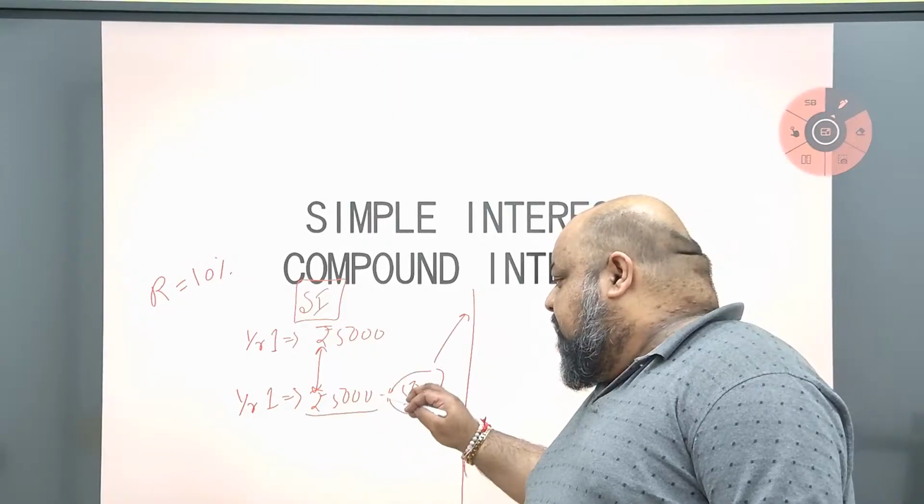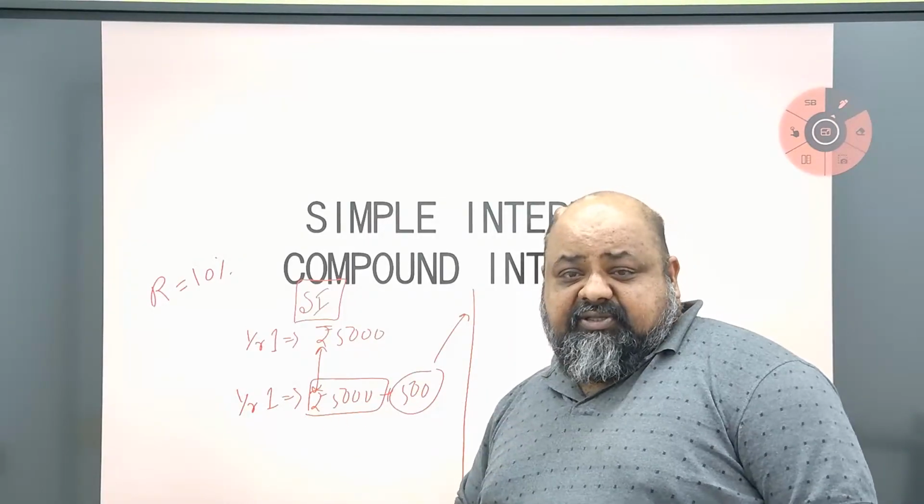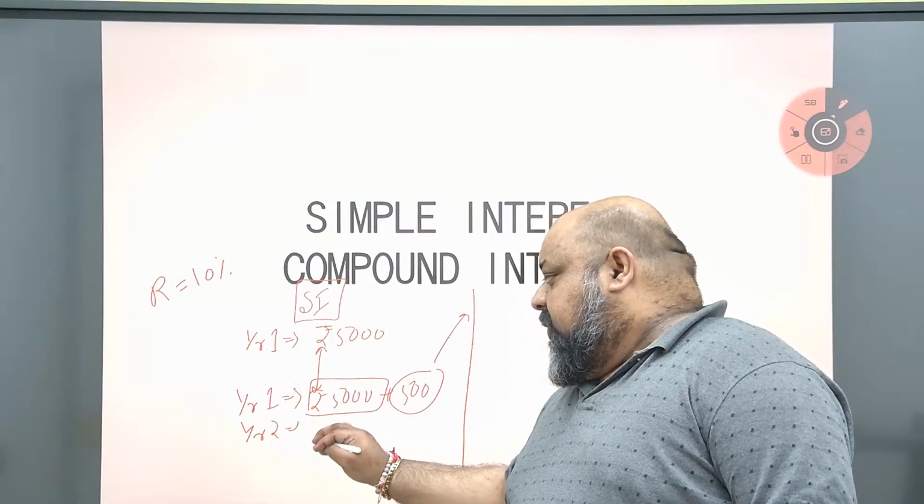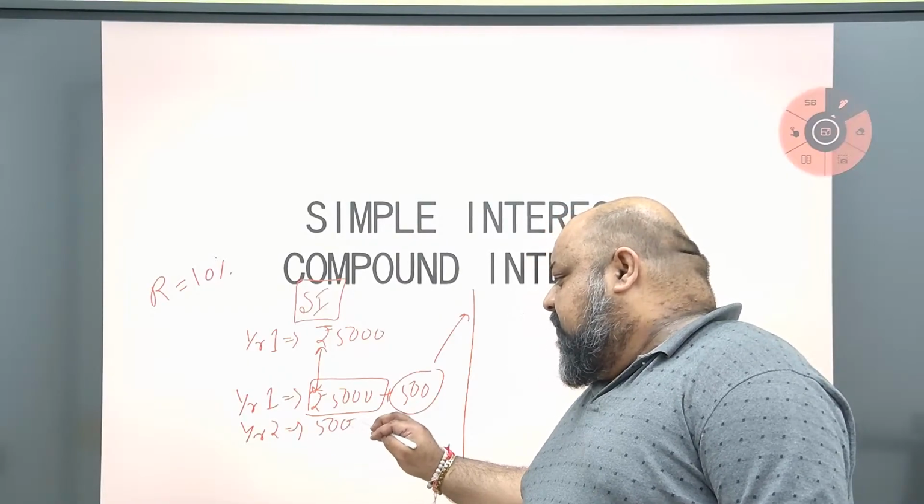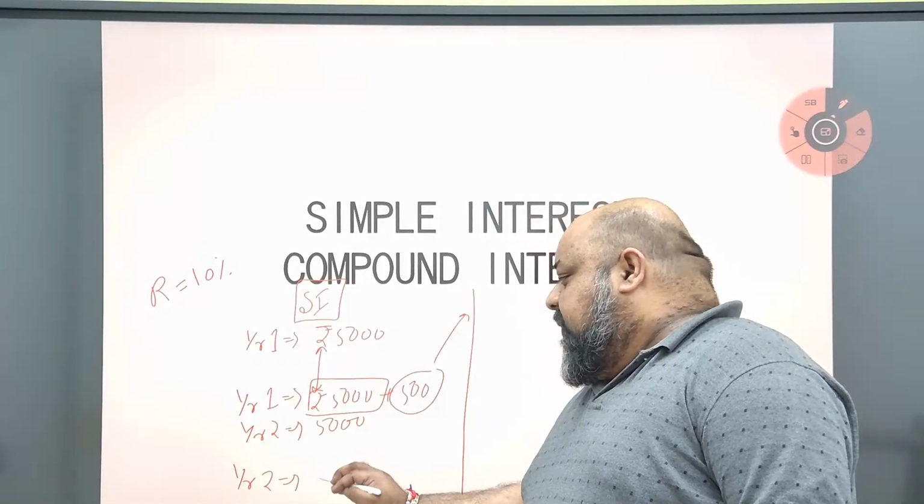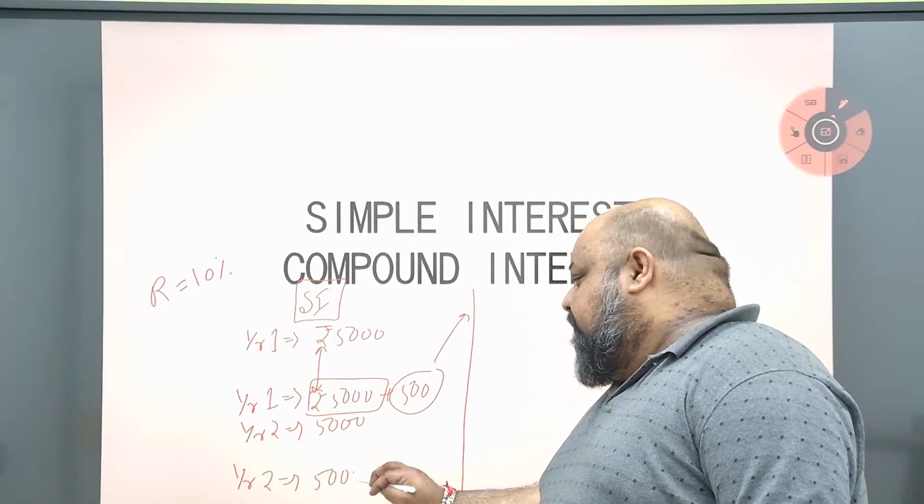So, in the bank, again, this 5,000 rupees is left. So, at the start of year 2, I still have 5,000 in my account. And therefore, at the end of year 2, the bank will give me further 500 rupees.